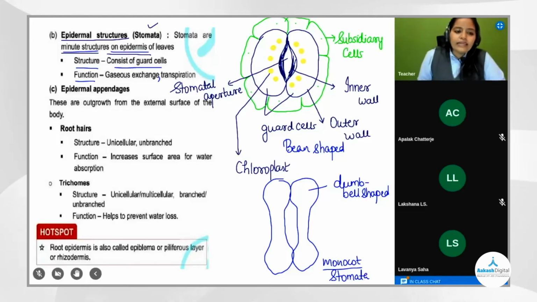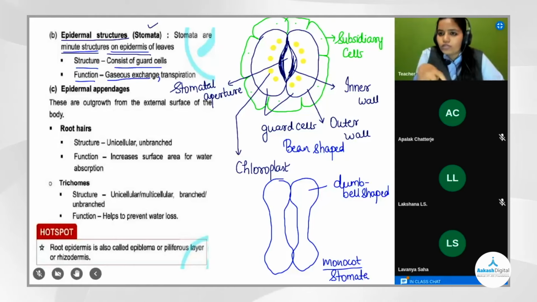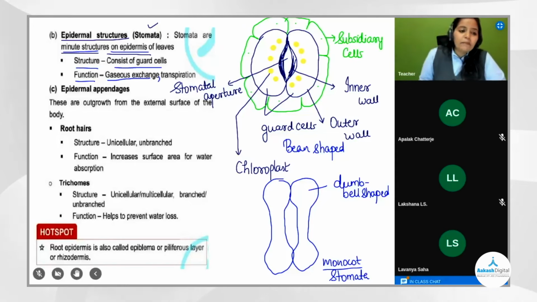Now, other than that, gaseous exchange also can happen. Whatever oxygen was prepared during photosynthesis needs to be thrown out of the plant body, plus CO2 will be taken in. So that in and out is also going to be done with the help of guard cells. Epidermal appendages are extra structures which come from the epidermal cells only. So these are outgrowths from the external structure of the body, that is your epidermal cell.